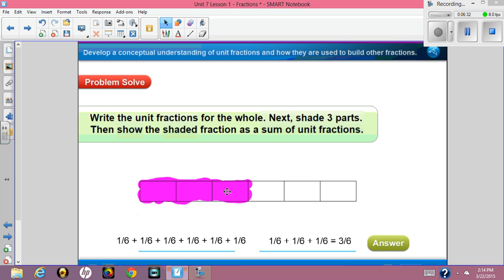It is 6 parts. The whole is divided into 6 parts. And remember, a unit fraction is always just one part of the whole. So I've divided it into 6 unit fractions. Now, then it says, next, shade 3 parts. So I've shaded 3 parts. It's a little difficult to do that skillfully, but that's what I've done.